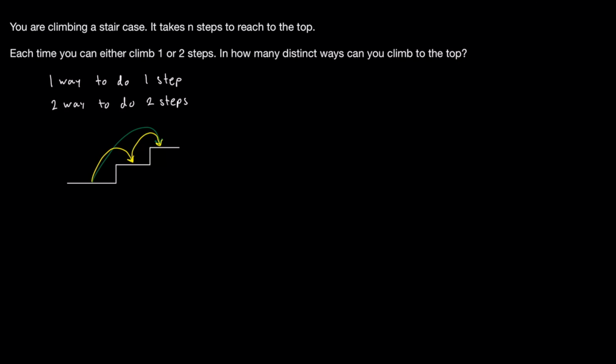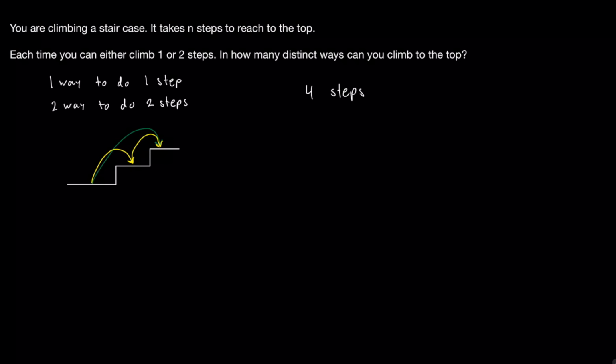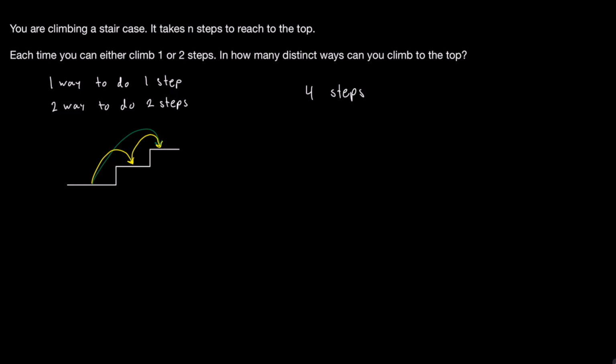Now, let's do a problem in which there are 4 steps. Okay, so let's think about how many ways we can get there. We can start from the first step, go to the second step, go to the third step, and then go to the 4th step. We can start on the first step, go to the second step, and then jump all the way to the 4th step.